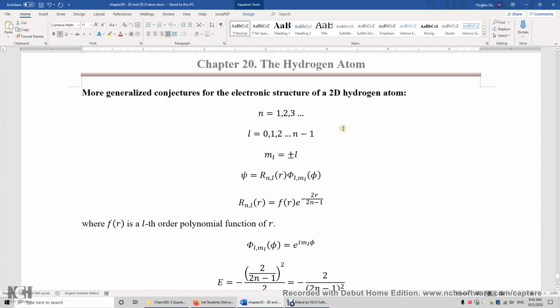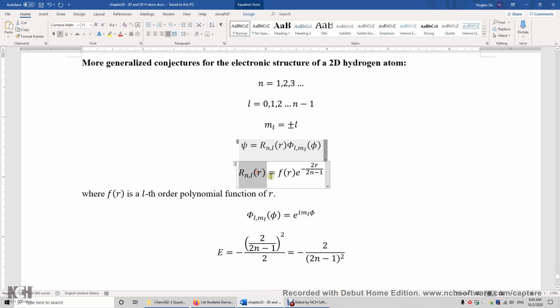Now, in general, if you're looking at a two-dimensional hydrogen atom, the principal quantum number can be 1, 2, 3, 4. L can be from 0 to n-1. M sub L, over here, is different from the three-dimensional world. M sub L can only be plus minus L, because, again, the angular momentum can only be pointing up or pointing down. 2 options. The wave function is the product of the radial function and the angular function. The radial function is a polynomial function of the radius times an exponential function. The exponential function takes this form: e to the power of negative 2r over 2n minus 1.